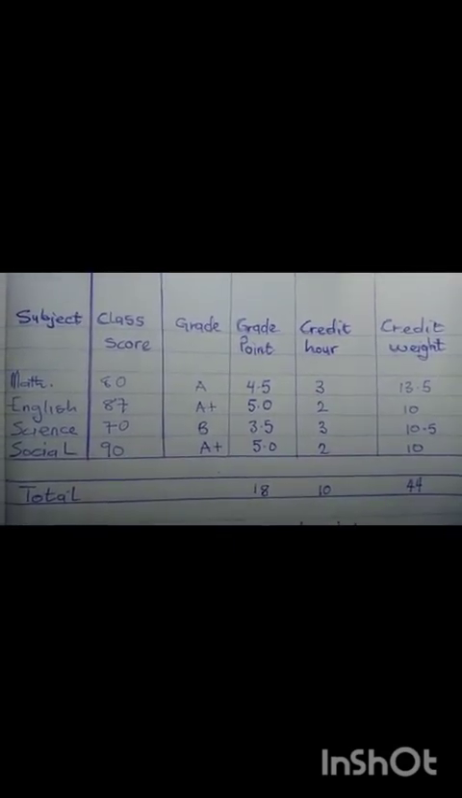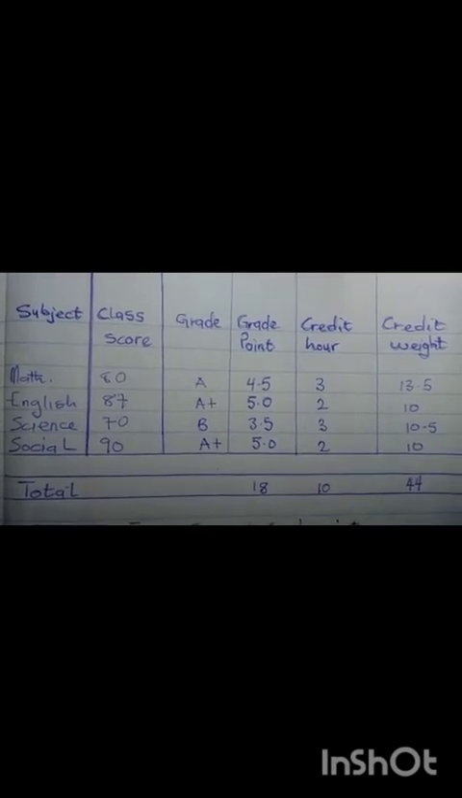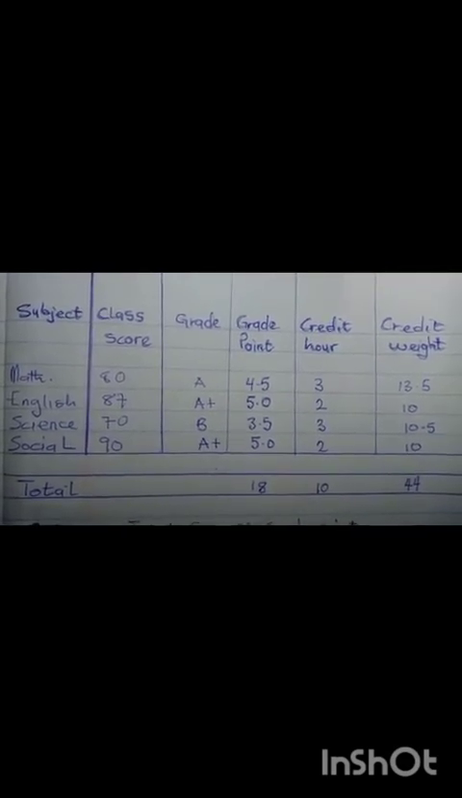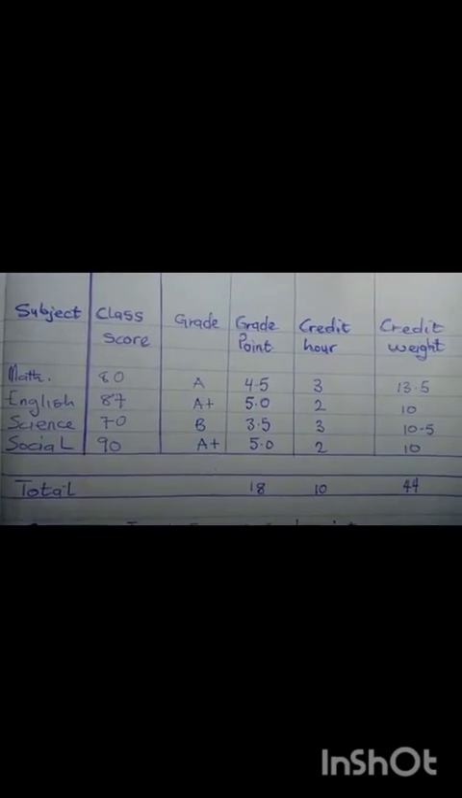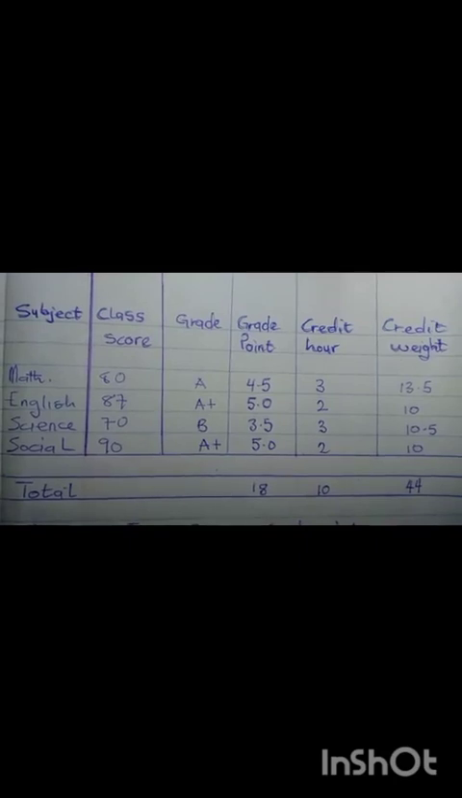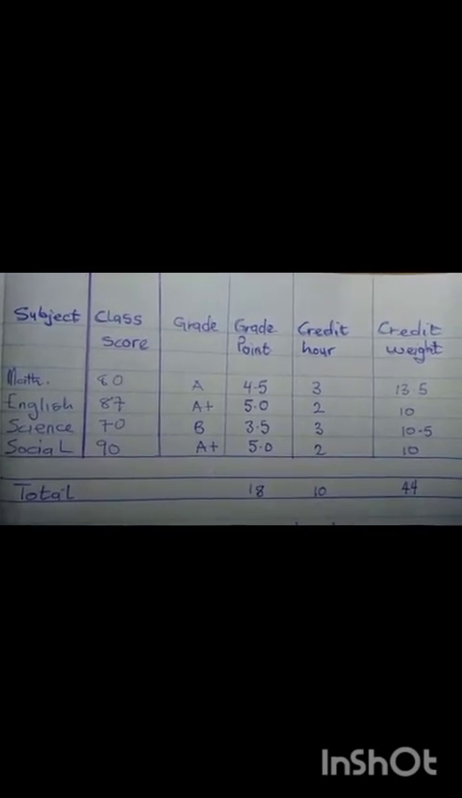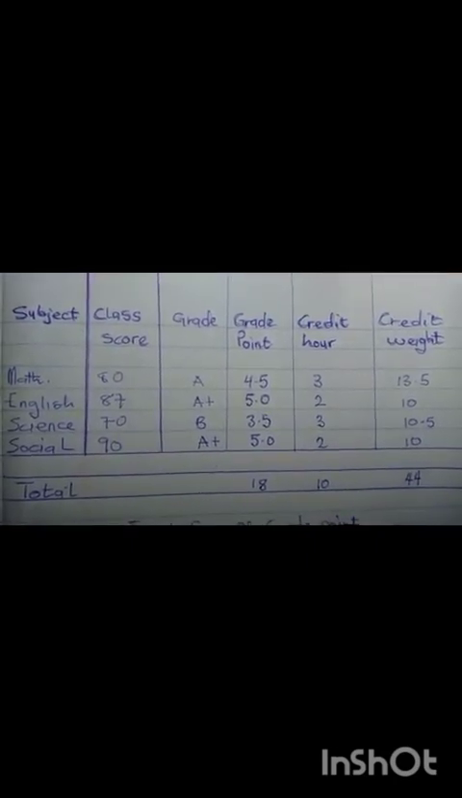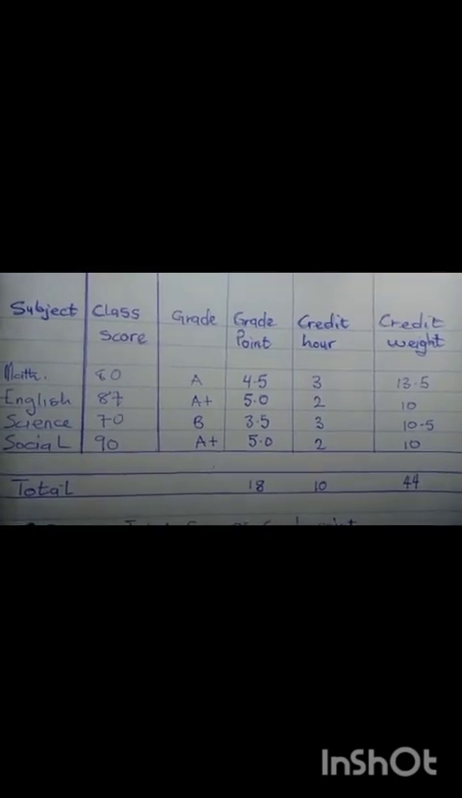So we will go ahead and calculate our GPA. Now that you have gotten the values, you substitute them into the equation. So what is the formula for calculating GPA? The formula for calculating GPA or grade point average is so simple. It's the total sum of credit weight divided by the total sum of credit hour.